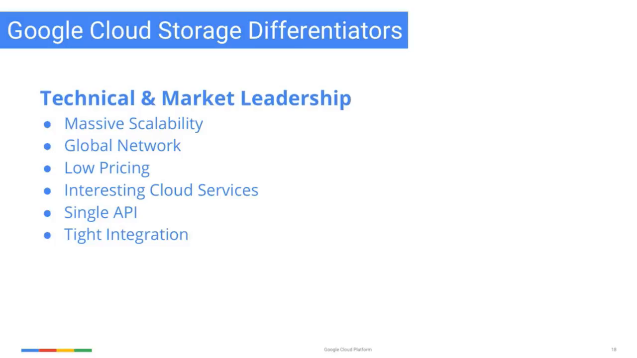And then we've got tight integration. I say tight integration, that's really with backup and archive vendors, right? We are not an archiving vendor ourselves, right? We work with partners. We work with companies like Veritas, with Commvault, who have on-prem backup and archiving software.